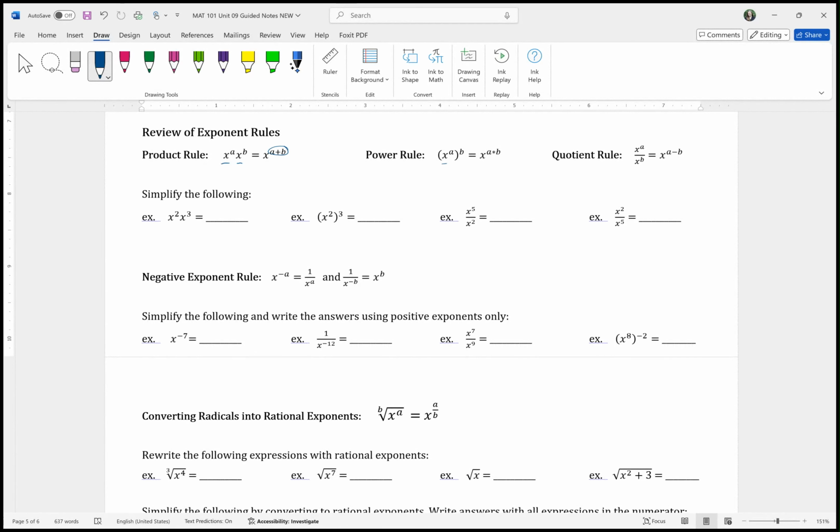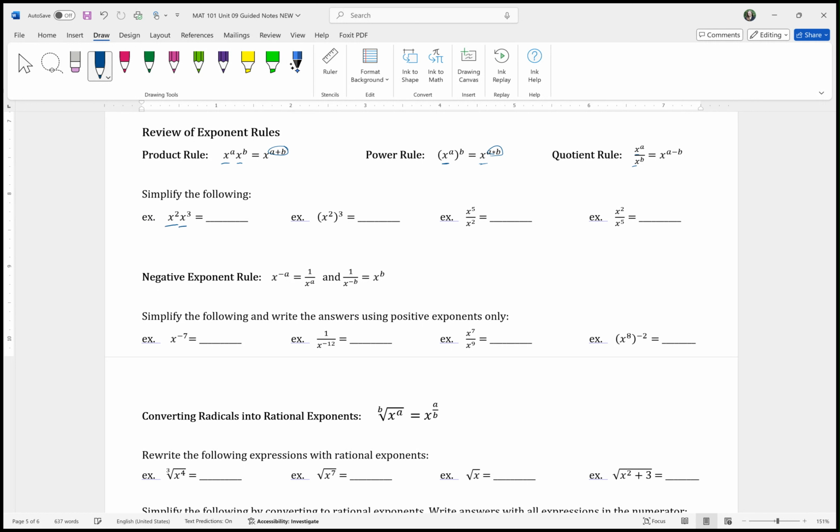Power rule, we have just one base and it's raised to 2 powers. So basically a to the b power. You're going to multiply those but keep the same base. Quotient rule, you have 2 bases that are the same and you're subtracting exponents, top minus bottom. So let's apply all of those to our next 4 examples.